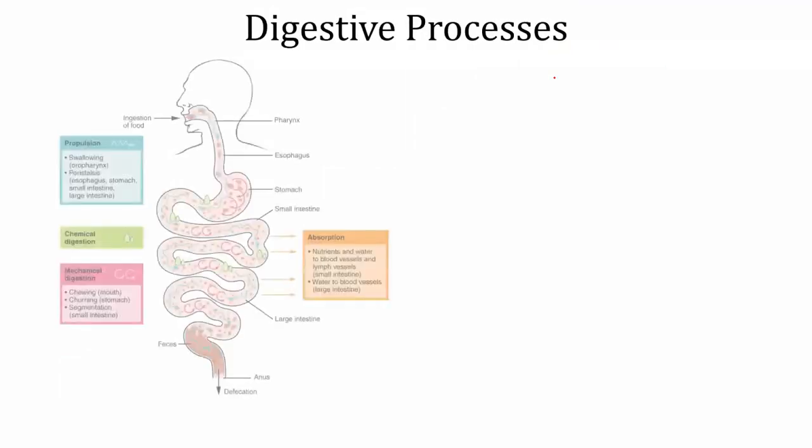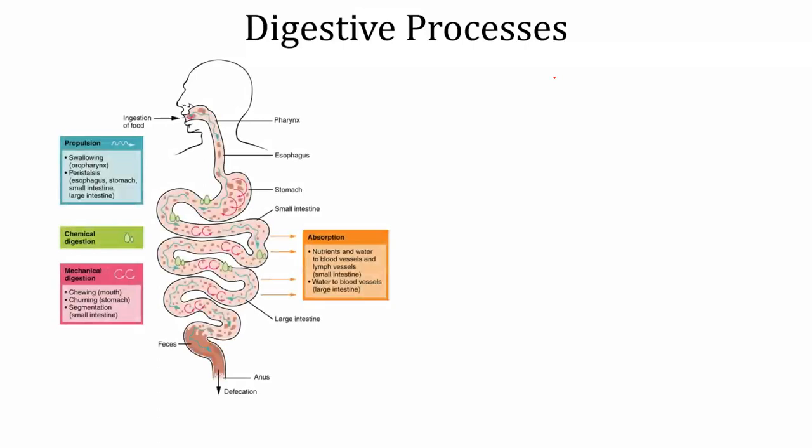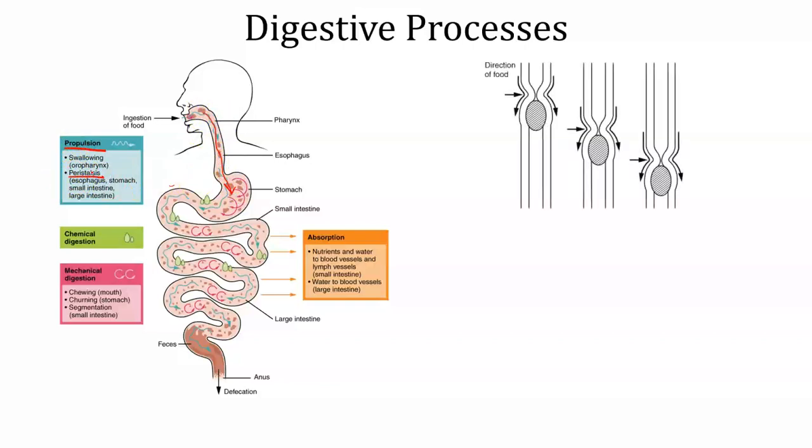Okay, now all the way up and down there are a few digestive processes that need to occur to make everything work. There is going to be propulsion, which is just simply the act of things moving along the tube. And the predominant way that this can happen is a movement known as peristalsis. Peristalsis looks something like this.